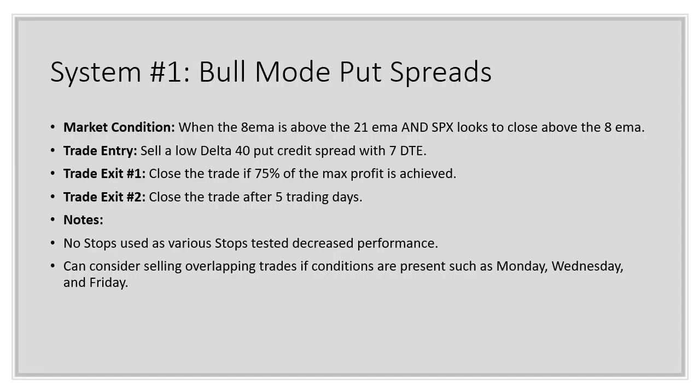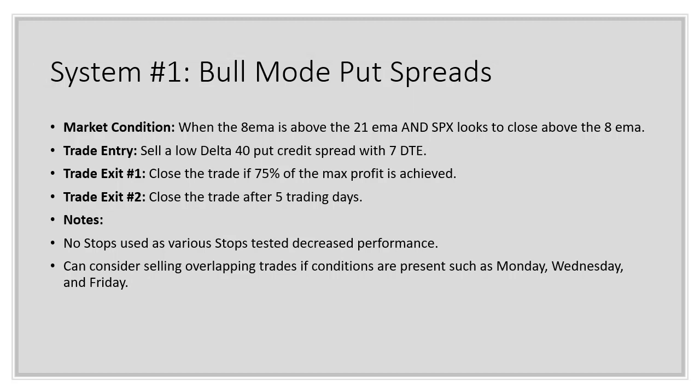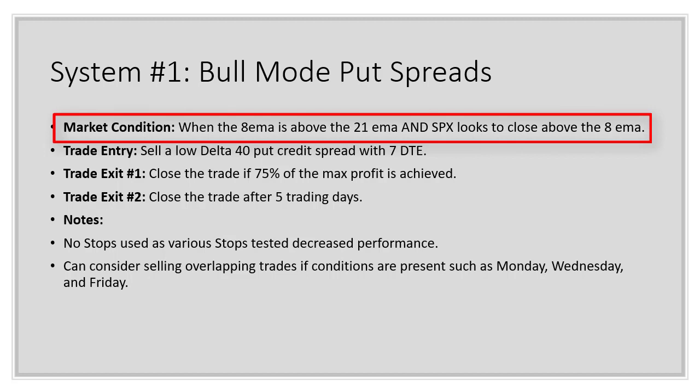Okay, so let's look at system number 1, and I'm using the word system kind of loosely here. System number 1 is kind of a bull mode put spread. By bull mode, I mean the market is bullish and we're looking to sell put credit spreads until the market is no longer bullish. And the market condition to define this is when the 8-EMA is above the 21-EMA. So that means the shorter term price action is above the 21.